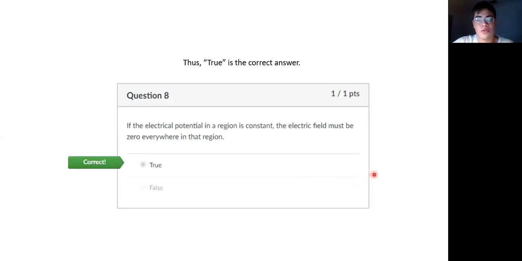The electric potential in a region being constant, meaning the derivative is equal to 0, which is also the derivative equal to negative charge times the electric field, where the charge cannot change, the electric field must be 0 in order for the electric potential to be constant.